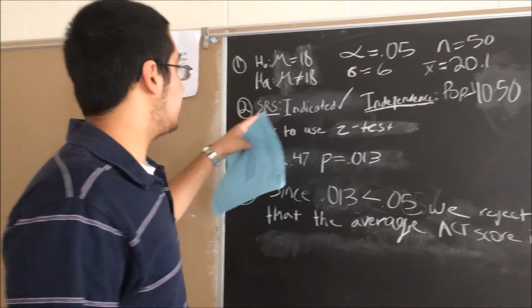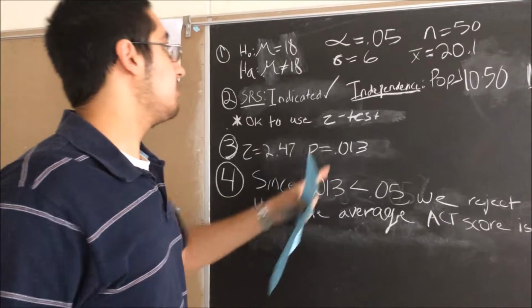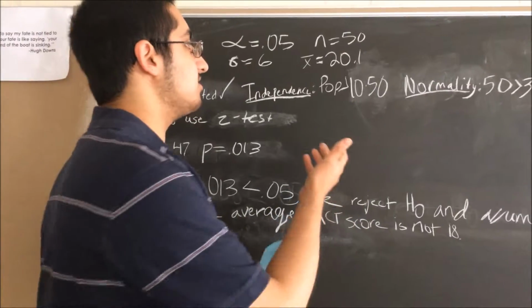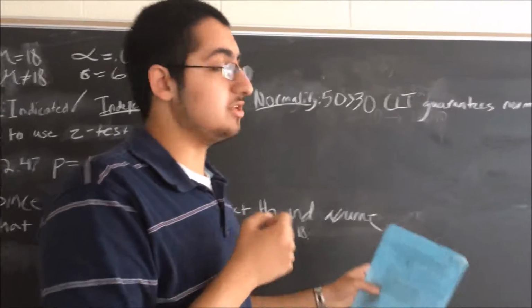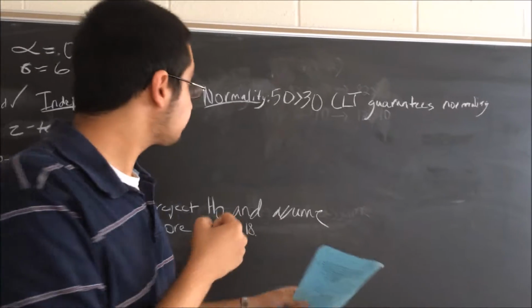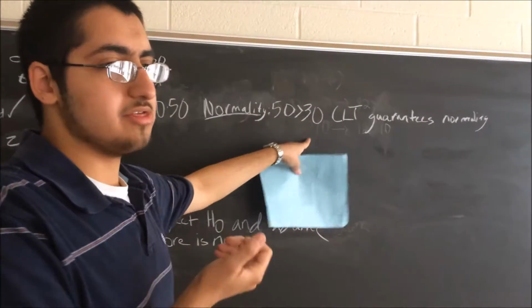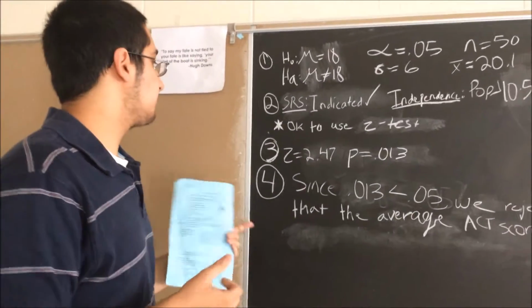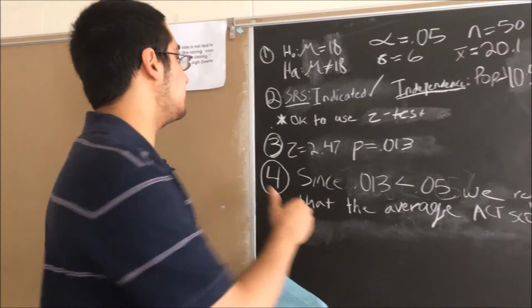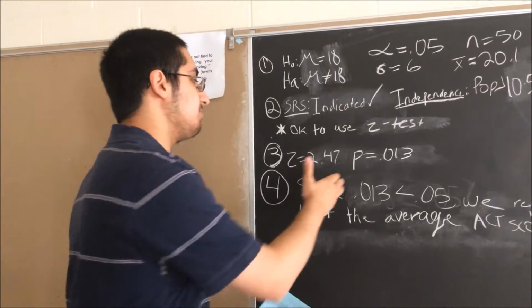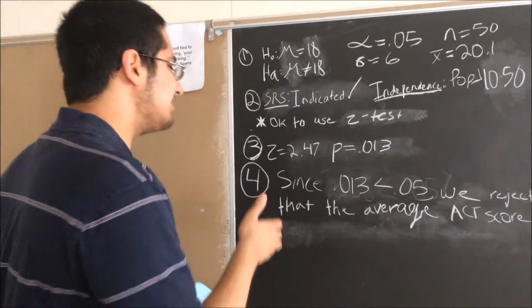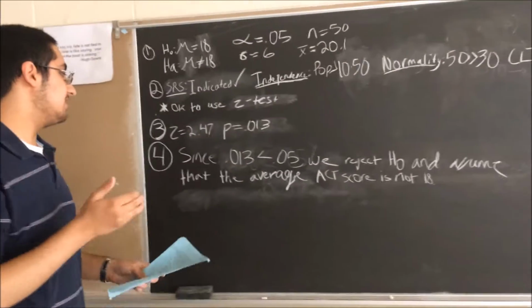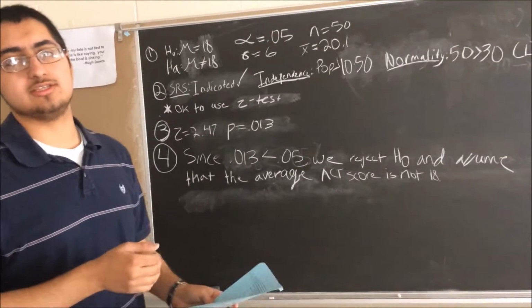So for our conditions, SRS is indicated in the question, as I read before. For the independence, the population of students who take the ACT is obviously greater than 10 times 50. Then for our normality, we use the central limit theorem because this is a z-test. So 50 is obviously greater than 30, so we're good over there too. So in this case, it's okay to use a z-test. Once we do a z-test in our calculator, we can see that z equals 2.47 and our p-value equals 0.013. And since 0.013 is less than 0.05, we reject the null hypothesis and assume that the average ACT score is not equal to 18.